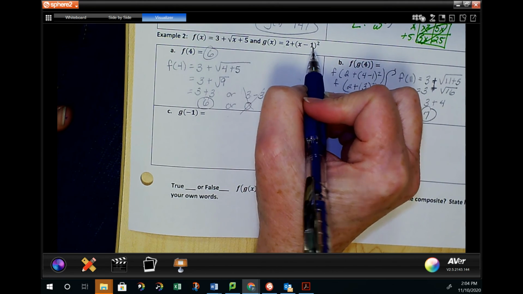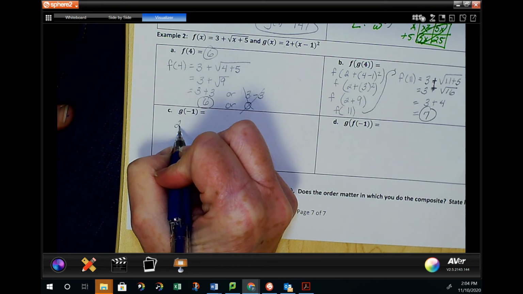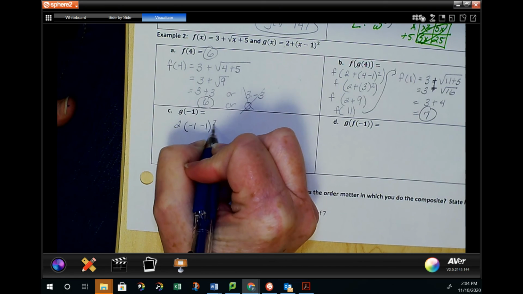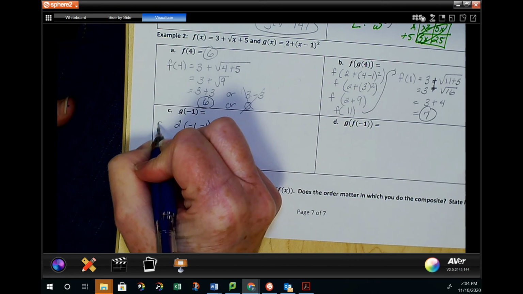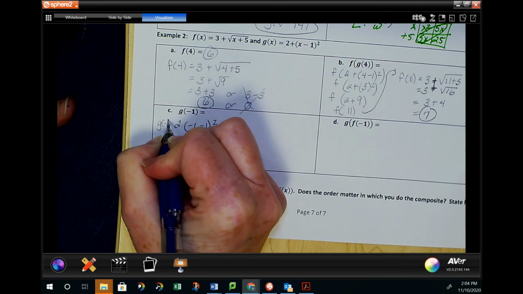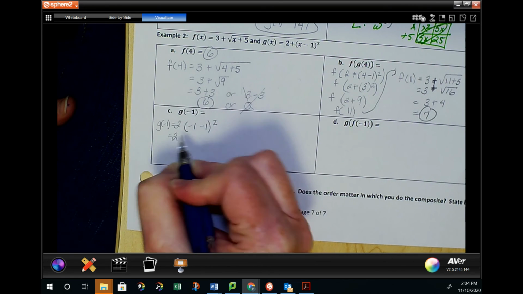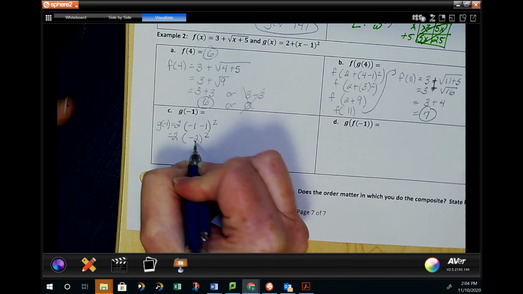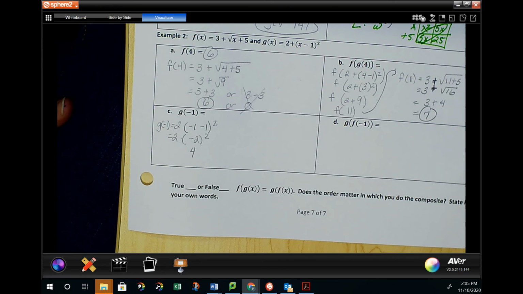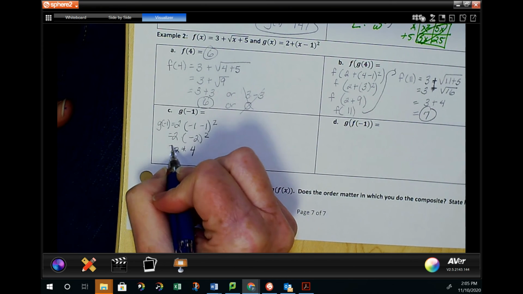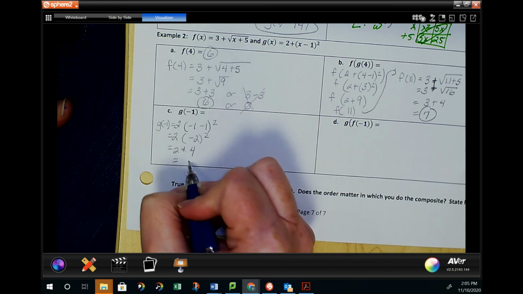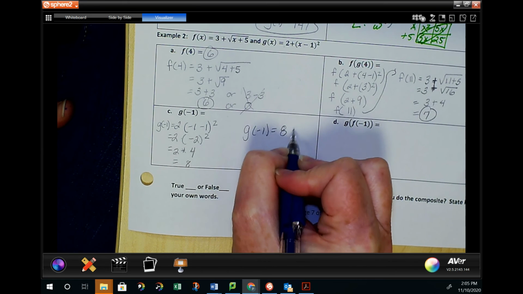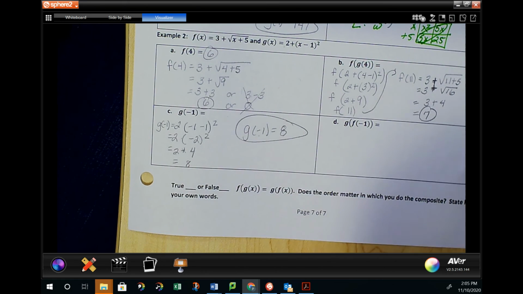Function g, substitute it in. You get 2, and then we're going to have negative 1 minus 1, squared. So you have 2 times, and then that's negative 2 squared. 2 times 2 is 4. A negative times a negative is a positive. Times 2. So 2 times 4 ends up being 8. So g of negative 1 equals 8. When x is negative 1, that will be 8.